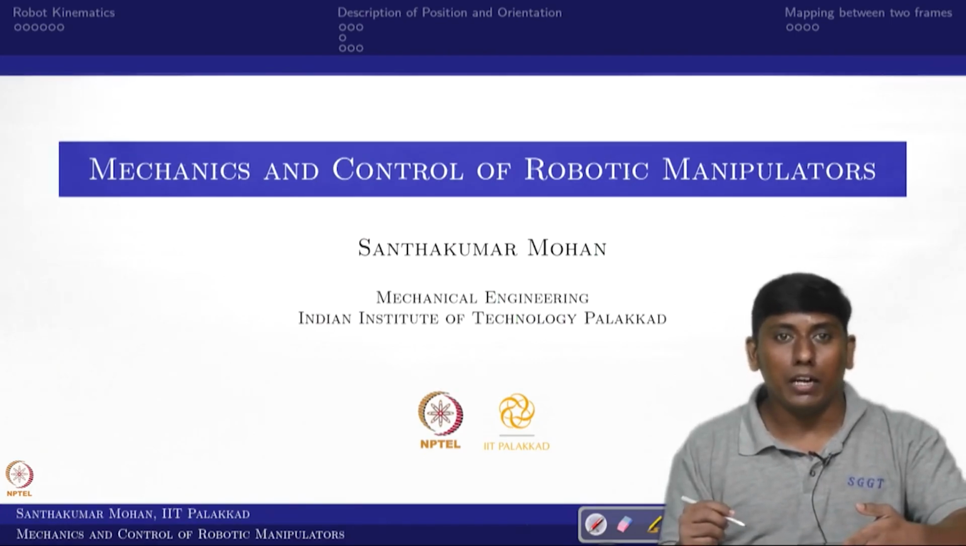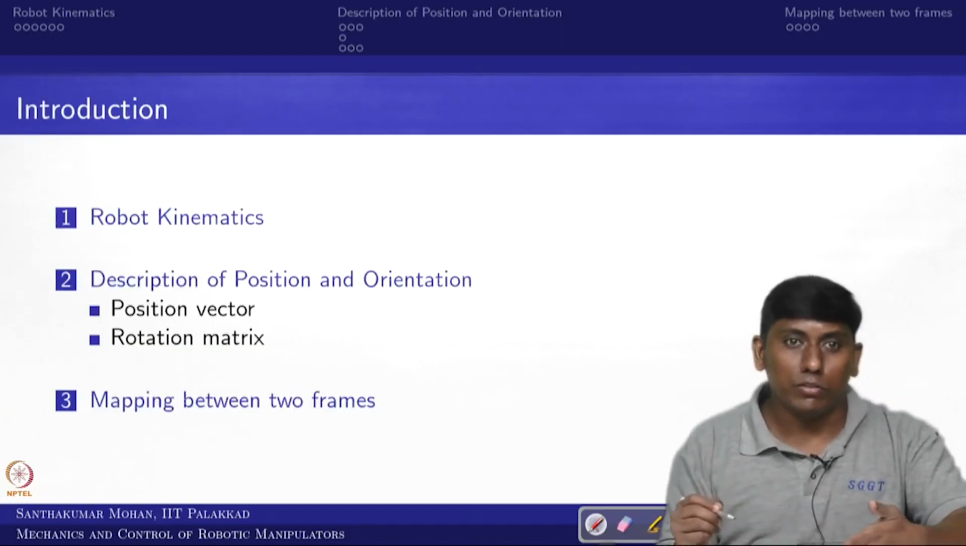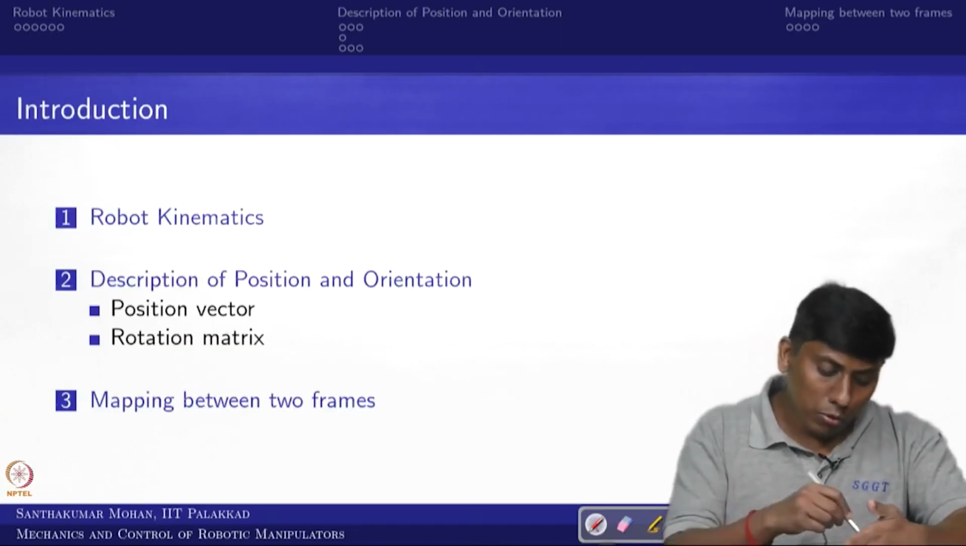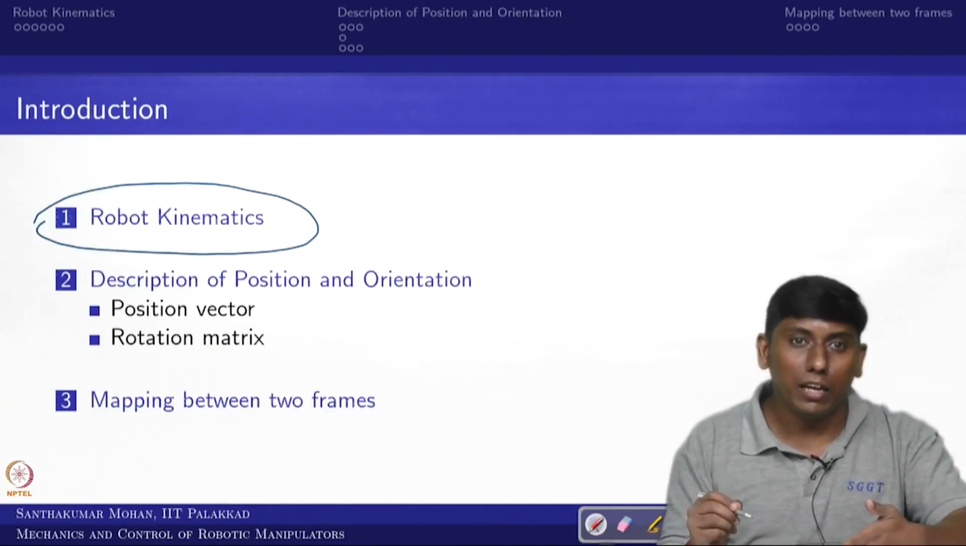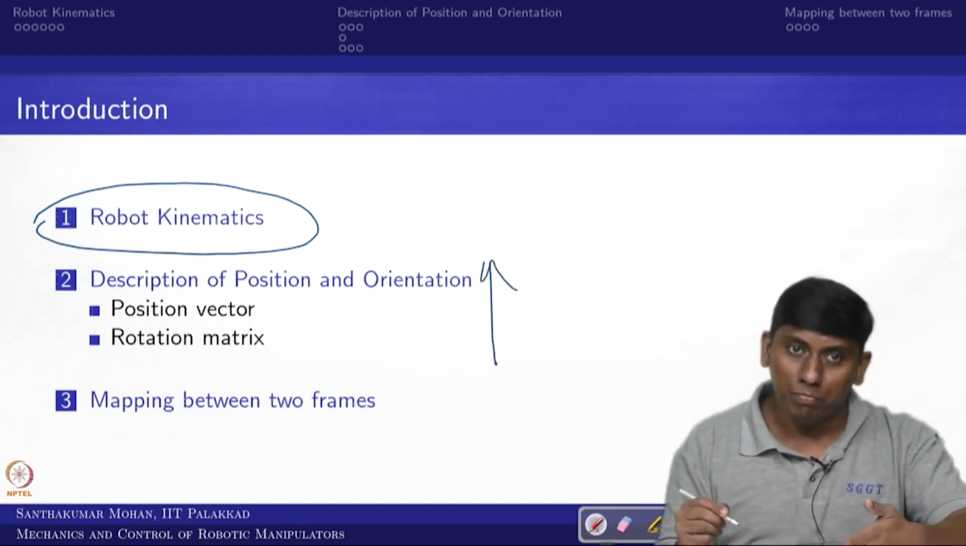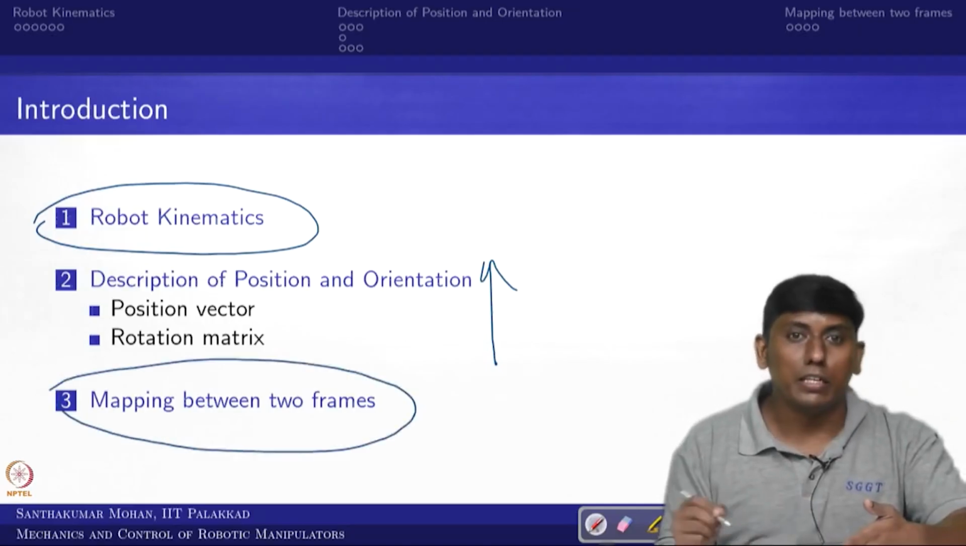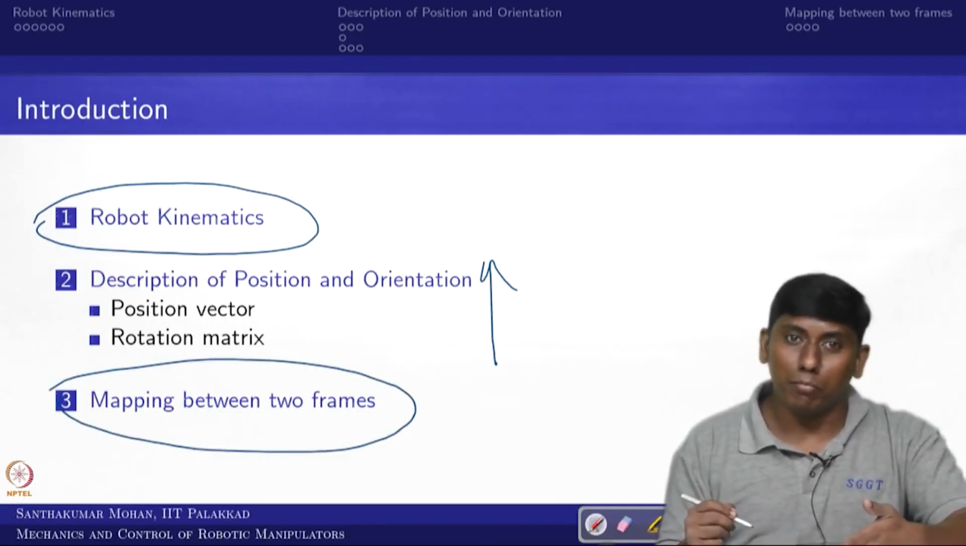Before that, let us go back to the previous slide where we stopped, and then we will talk about robot kinematics in detail. Then we will talk about the ways to describe the motion. Obviously there are two ways. Then we will talk about the mapping between two different frames, because a manipulator is a set of bodies, in the sense it is a multiple body system.